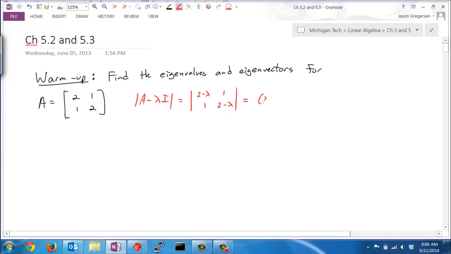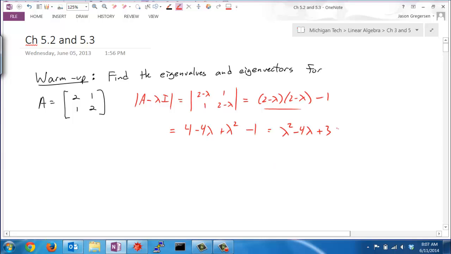Calculate the determinant. Looks like I have 2 minus lambda times 2 minus lambda minus 1. I'm going to expand out that product. Looks like I will get 4 minus 2 lambda, so minus 4 lambda plus lambda squared minus 1. I'm going to simplify that and reorganize it: lambda squared minus 4 lambda plus 3.